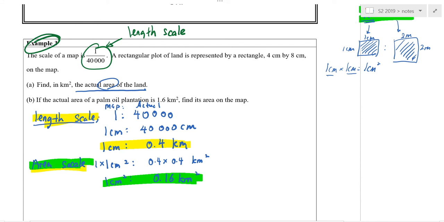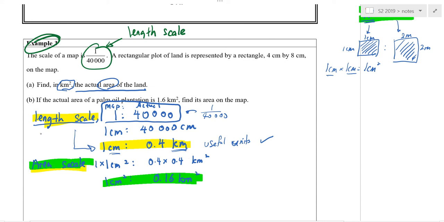Length scale, map is to actual, 1 is to 40,000. Do you understand how I get this? Yes, right? So 1 over 40,000, I can express as 1 is to 40,000. Is this okay? Now, this itself has no unit, so there's no meaning to it. So I need to have some useful units. Look at the question here. It says, find the area in km square, which means for my length, I hope to have 1 cm is how many km? Do you agree?